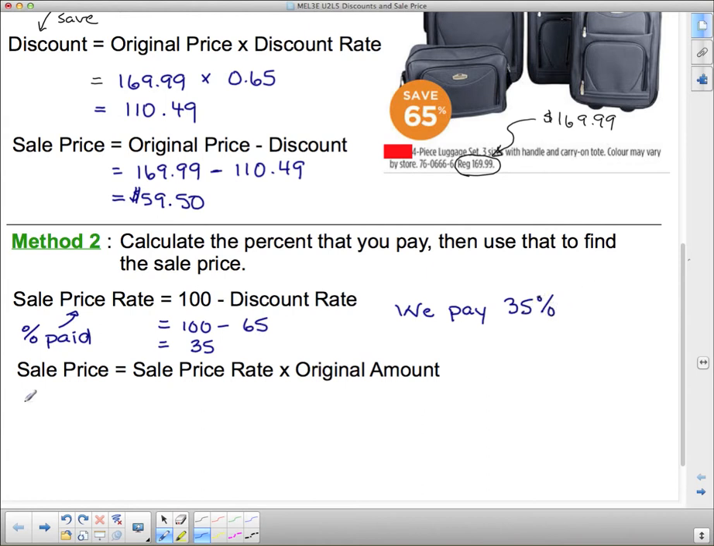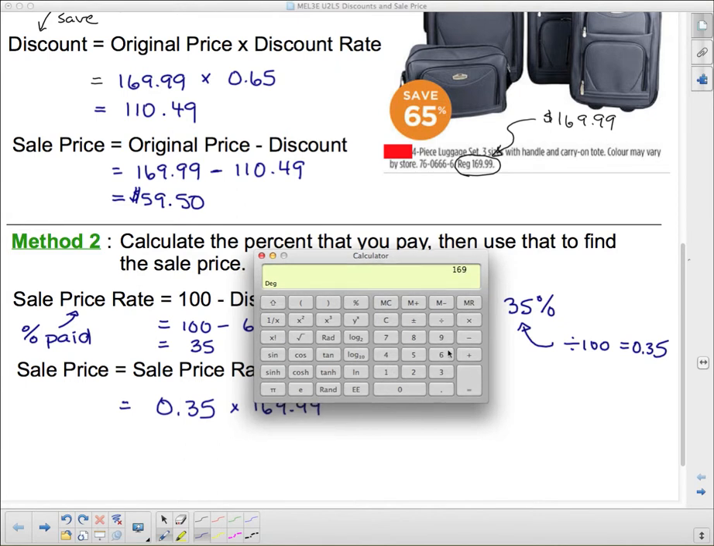35%. Now the sale price will equal the sale price rate, that 35% or 0.35, because we've got to divide by 100 in order to be able to use it, 0.35, and then times the original amount. The original amount was $169.99. So let's pull that up on the calculator. $169.99, whoops, missed the decimal there. $169.99 times 0.35 equals $59.50 when I round this off.